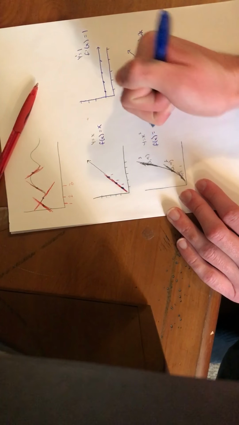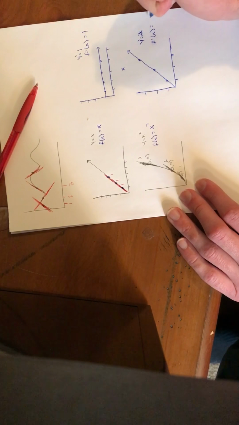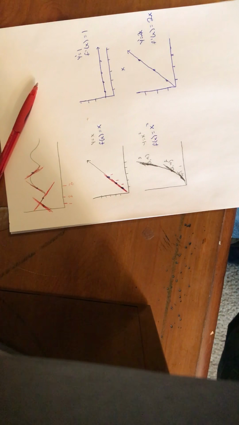f of x equals x squared right here. f prime of x equals 2x. So that's the idea of a derivative. It's just the slope of the line.